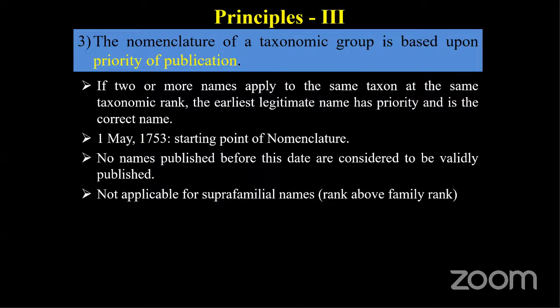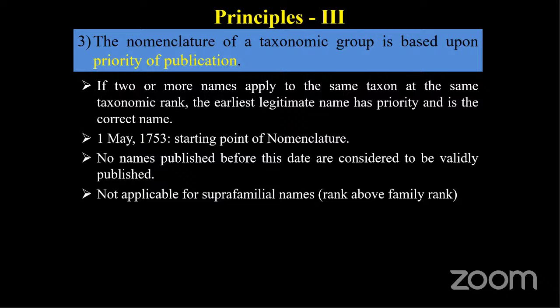The priority is given to the publication whose date is earlier. If two or more names apply to the same taxon at the same taxonomic rank, the earliest legitimate name has priority and is the correct name. For example, if I have identified one new plant here in Nanded, and you have identified a new plant in Hingoli, it is the same plant. We have both identified the same plant, but at different localities. I have published that name, and you have also published that name in accordance with the rules. But whose name will be accepted by the ICBN? There is no bias because I am a teacher and you are the student. It is not that the teacher is correct and whatever name I have suggested will be accepted.